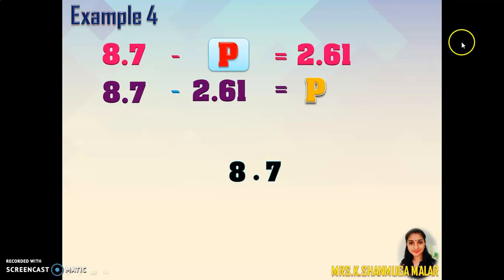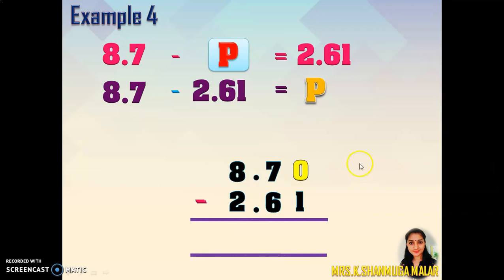8.7 minus, so we place the decimal, then write 2.61. Here we don't have any number, so we must put 0. Very good. Next, we find the answer. Before we find, we place the decimal.